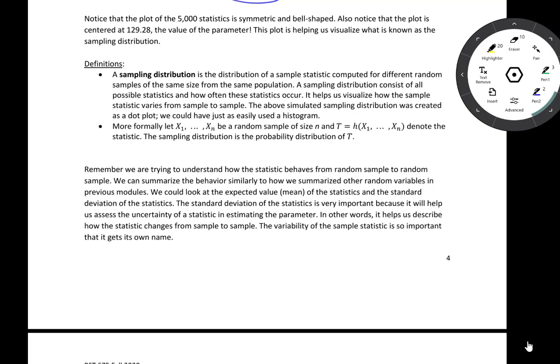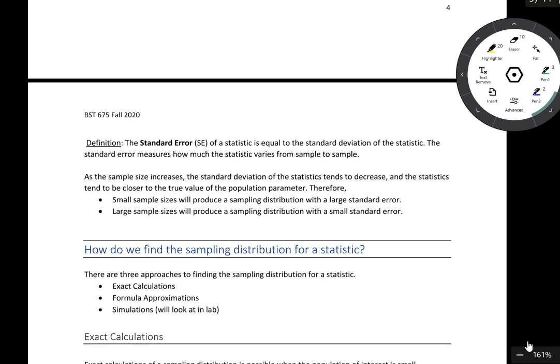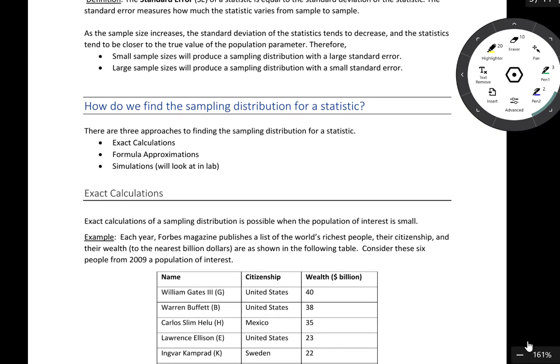It ends up that the variability of the sample statistic is so important that it gets its own name, and that is by definition what the standard error is. You've heard of the standard error before in your intro stats class, probably when you were calculating confidence intervals or computing test statistics for a hypothesis test. The standard error is the standard deviation of the statistic, which is again a random variable. We've been looking at how to calculate standard deviations of random variables in previous modules. What we find here is that as the sample size increases, the standard deviation of the statistic tends to decrease, and vice versa: for smaller sample sizes, we tend to have larger standard errors.